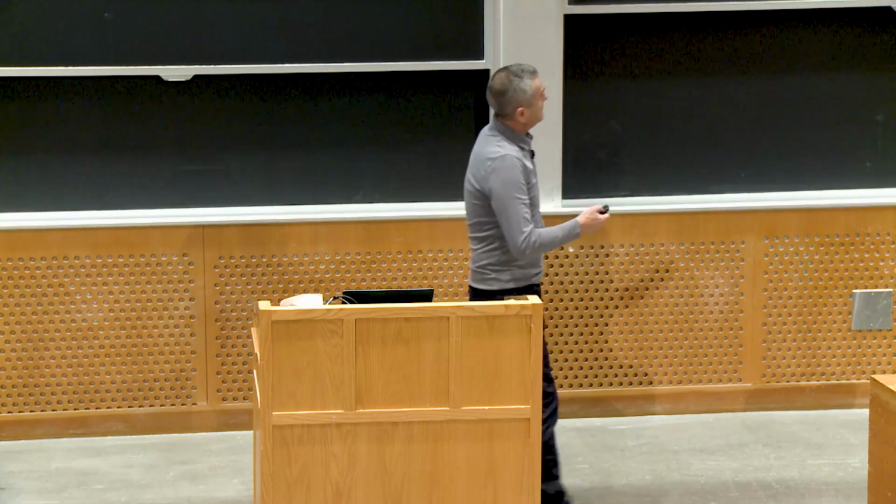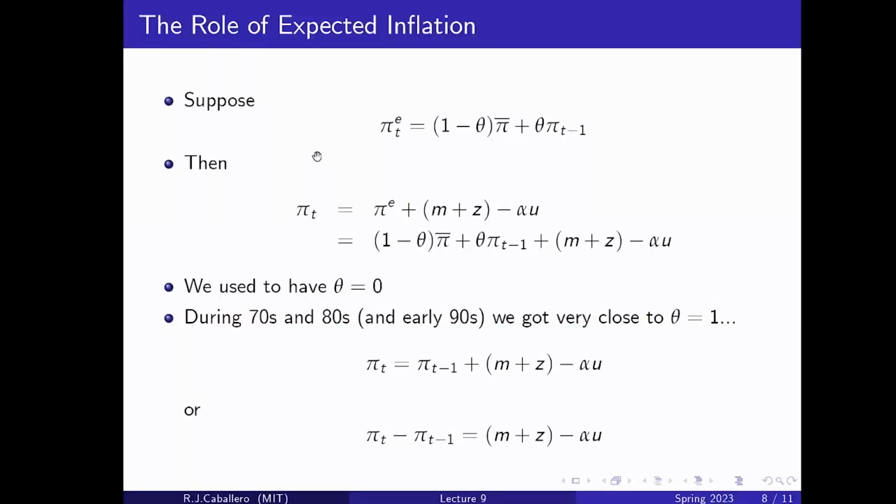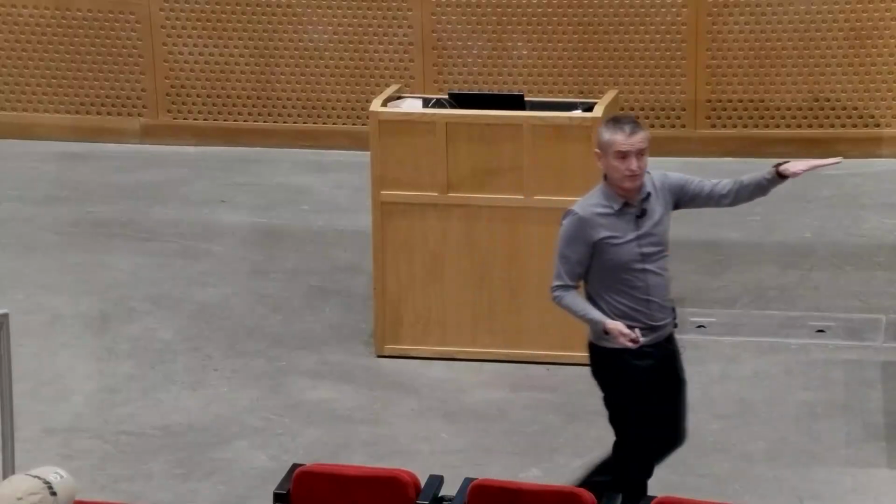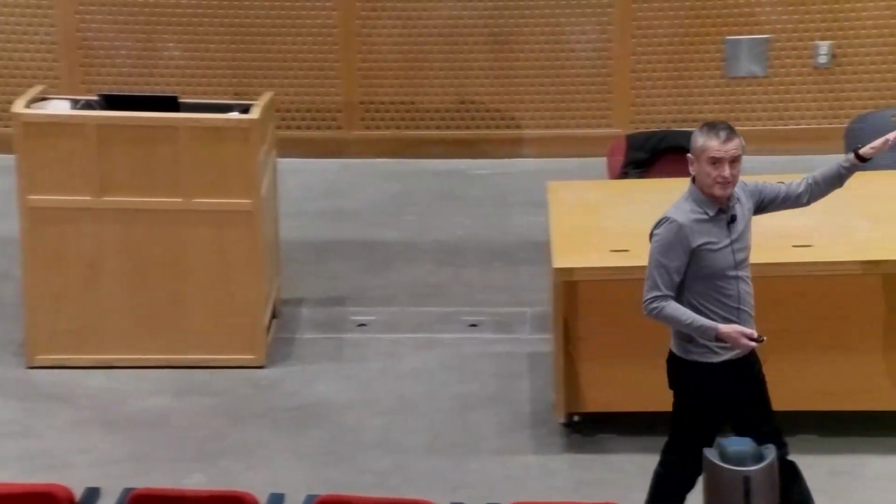So suppose we have the following model for expected inflation: (1 minus theta), some number between 0 and 1, times a constant inflation, plus theta times whatever is the previous inflation. Central banks try to set a target for the inflation rate.